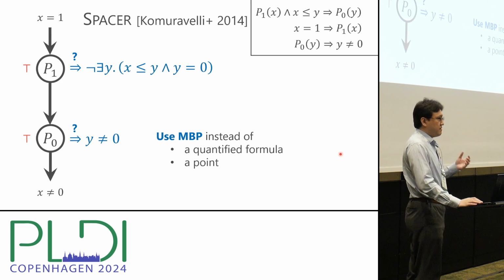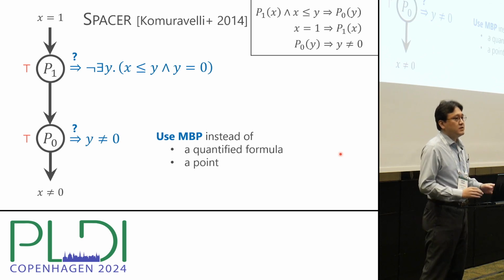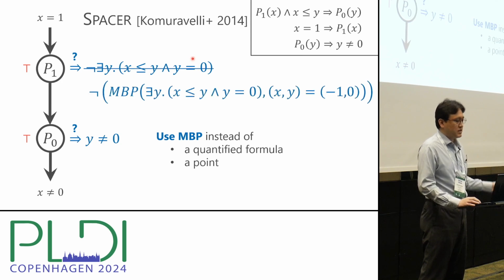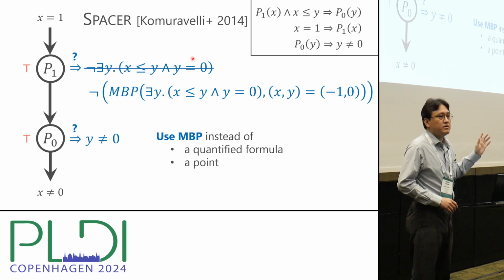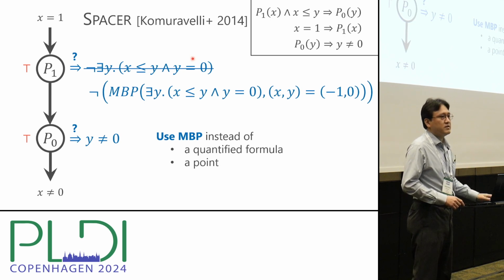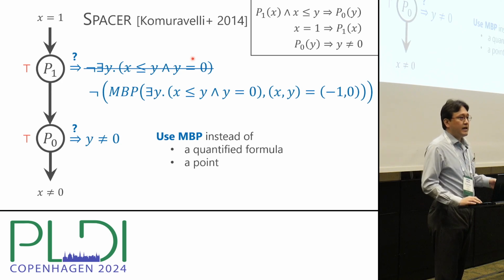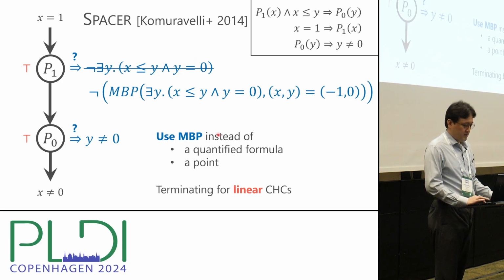And the characteristic feature of Spacer is an extensive use of MBP. So intuitively, this kind of quantified formula is replaced by MBP. And because MBP is more efficient than quantifier elimination, the procedure is more efficient than the naive procedure using quantifier elimination. And in this case, fortunately, Spacer is terminating. But this is actually limited to linear CHCs to the best of our knowledge.